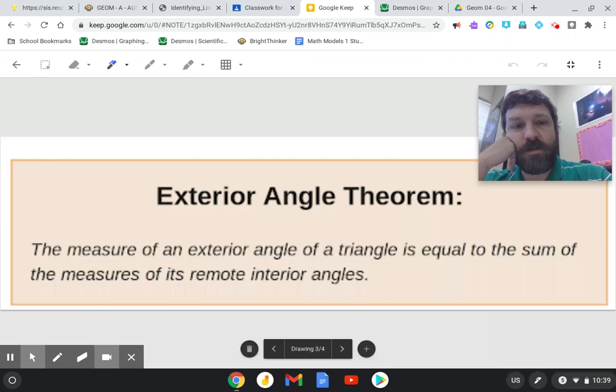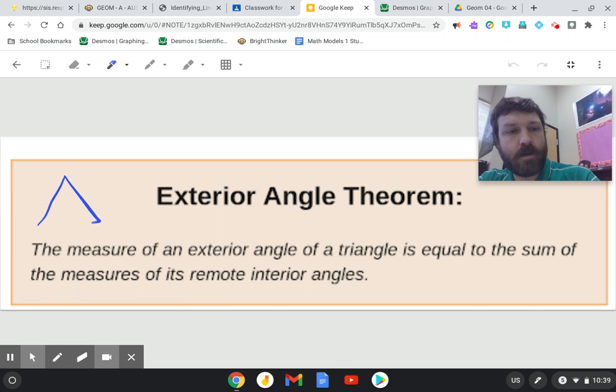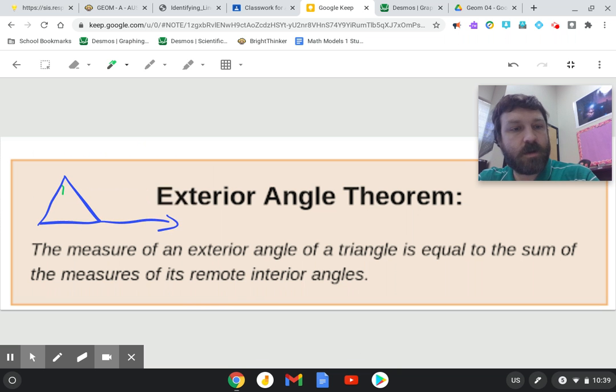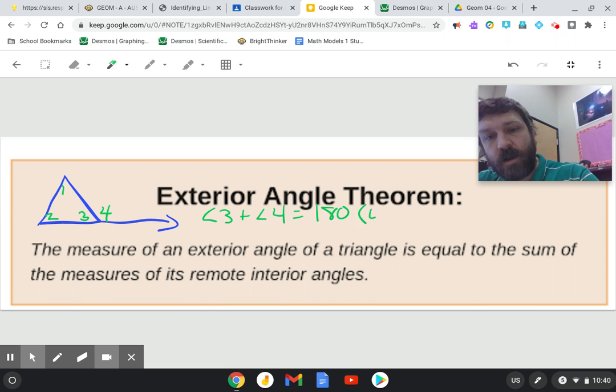Then we have the exterior angle theorem. The measure of an exterior angle of a triangle is equal to the sum of the measures of the remote interior angles. Here's where we get that. All right, so let's say we have this triangle. We'll call this angle 1, angle 2, angle 3, and then we'll call this angle 4. We know that angle 3 plus angle 4 equals 180 degrees because they are a linear pair.